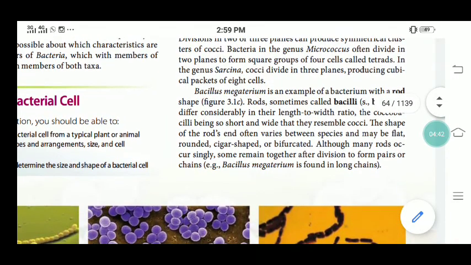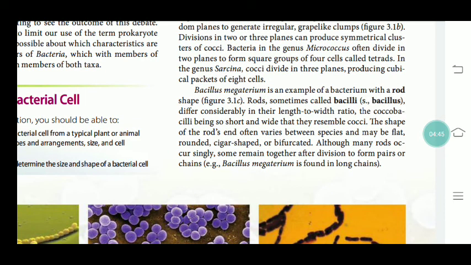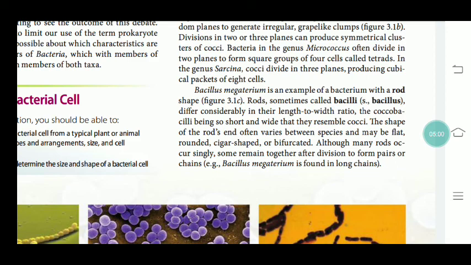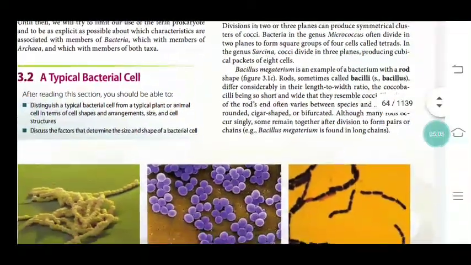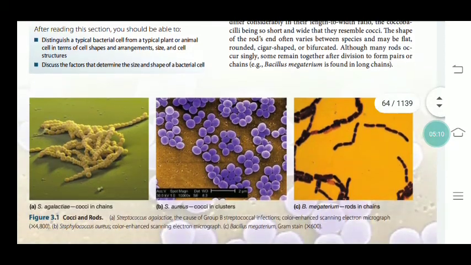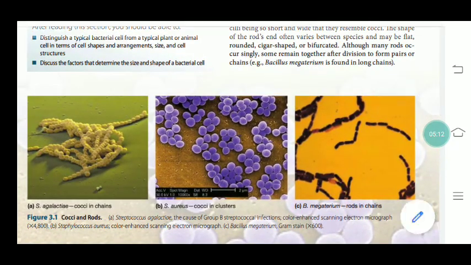Coccobacilli are so short and wide that they resemble cocci. The shape of the rod often varies between species, and may be flat, round or bifurcated. Although many rods occur singly, some remain together after division to form pairs or chains, like Bacillus megaterium, Bacillus cereus, Bacillus subtilis. So here are some examples and figures of bacteria and their shapes.